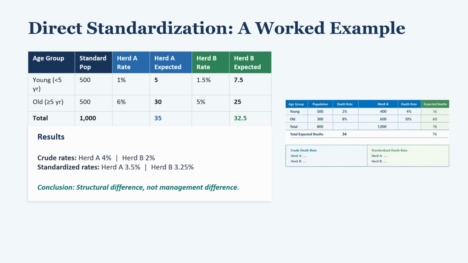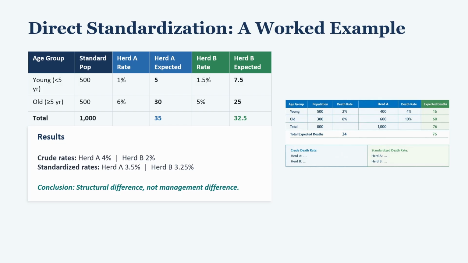Total expected deaths in the standard population: herd A gets 5 plus 30 equals 35. Herd B gets 7.5 plus 25 equals 32.5. Age standardized mortality rates: herd A, 35 divided by 1,000 equals 3.5%. Herd B, 32.5 divided by 1,000 equals 3.25%.